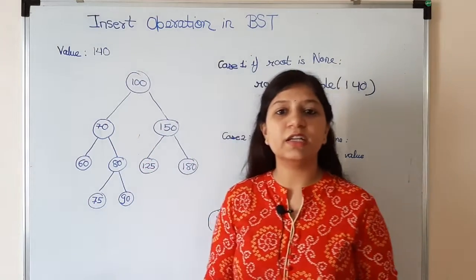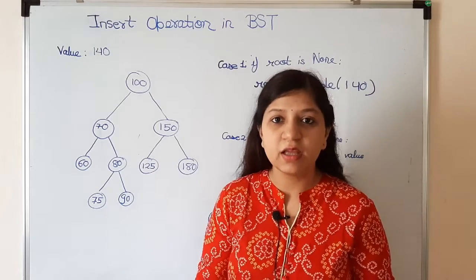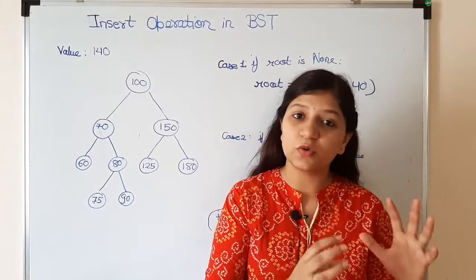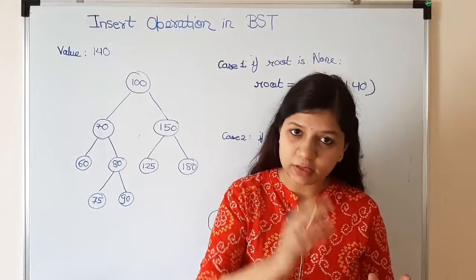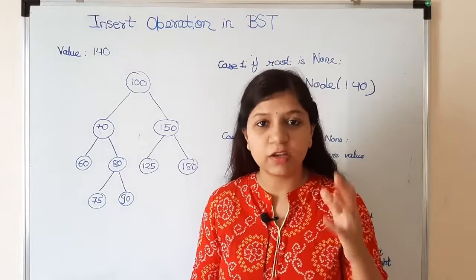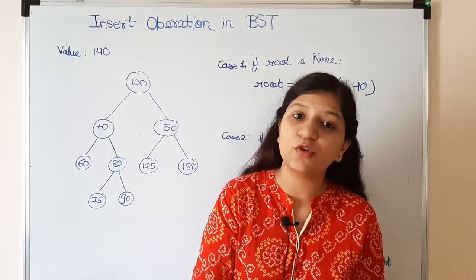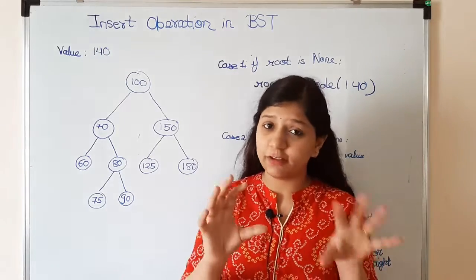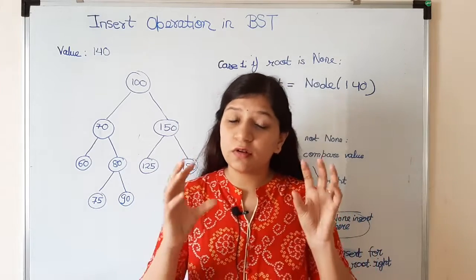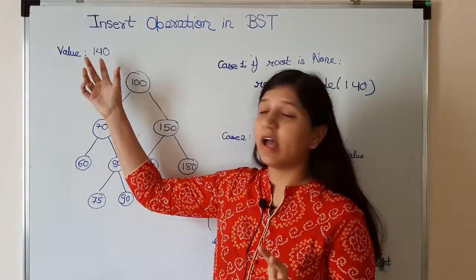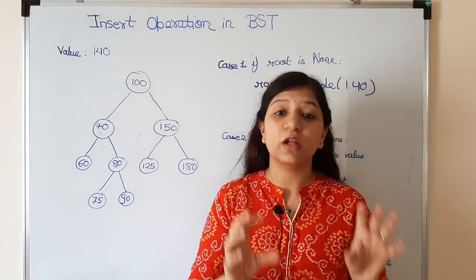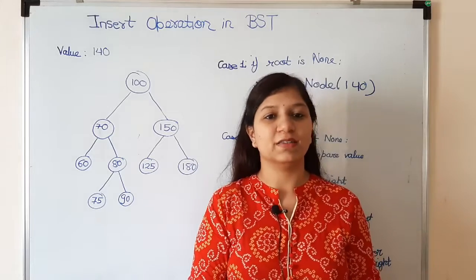Now, you remember the condition of a BST. What does it say? For any node's key, all the nodes in the left subtree should have smaller values than this node's key, and all the elements in the right subtree should have greater values than your node's key, and this holds for every node of your BST. That's the only condition: left subtree smaller keys, right subtree greater keys. Now we should add this new node in such a way that it doesn't violate the condition of your BST.